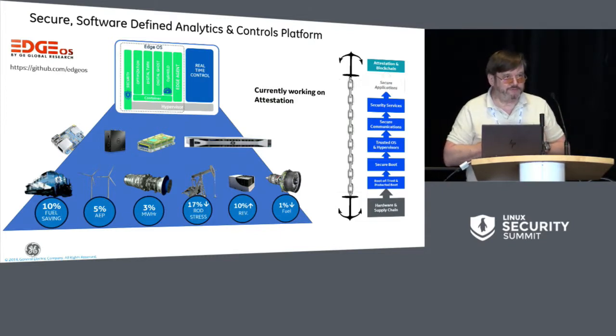Some of the numbers at the bottom we've already been seeing with some of our applications: 10%, 5%, 3% savings, 17% cost down, 1% in aviation. And these represent a tremendous amount of money. We're talking billions of dollars to be saved with this.